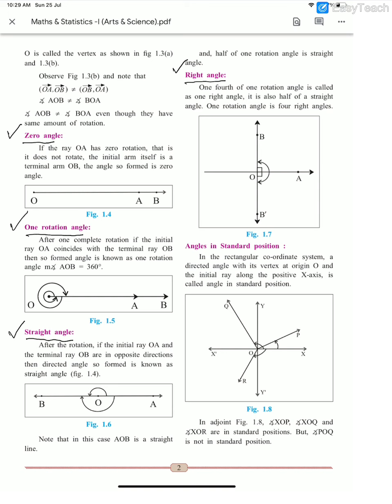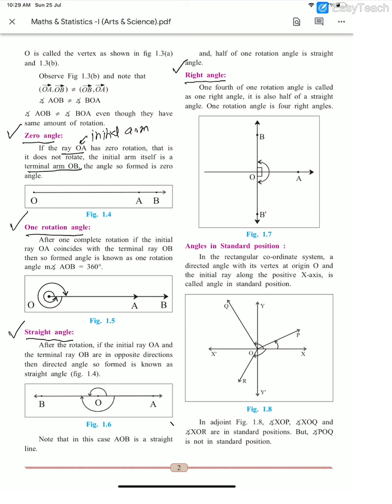Now, zero angle means the initial arm. We talked about the initial arm and the final arm. So let us say this is the initial arm OA. Ray OA is the initial arm, and OB is the terminal arm. So the initial arm and terminal arm are the same.